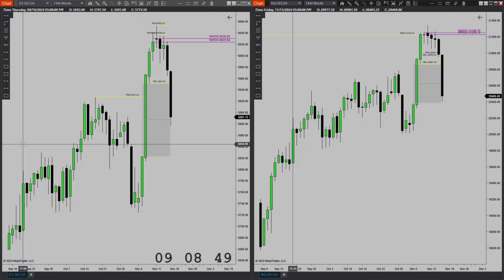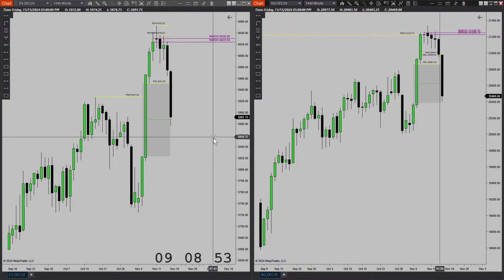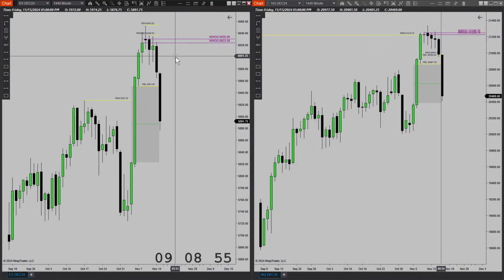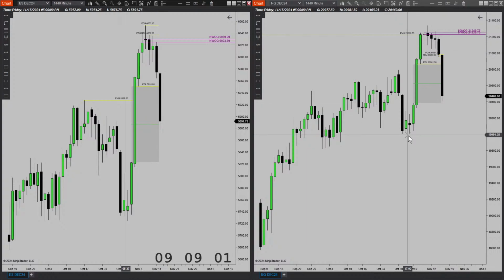Okay, so all right, so today, let's see here. Last week, last Friday, I expected a reversal of some sort or a bounce back into 50% of the range. Obviously, that didn't happen.